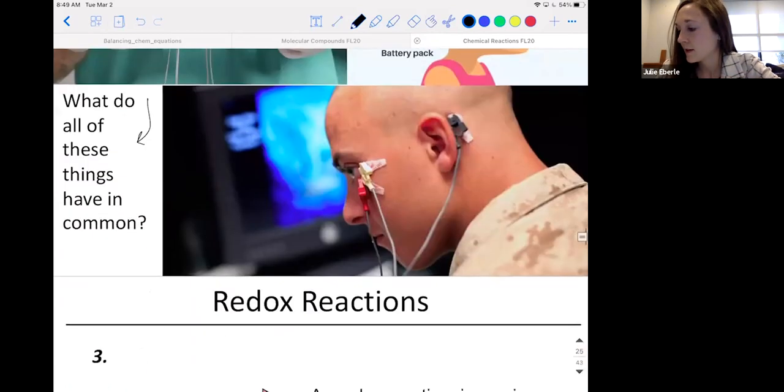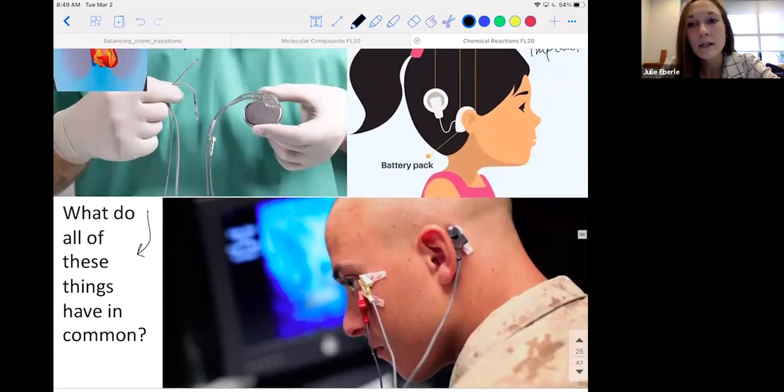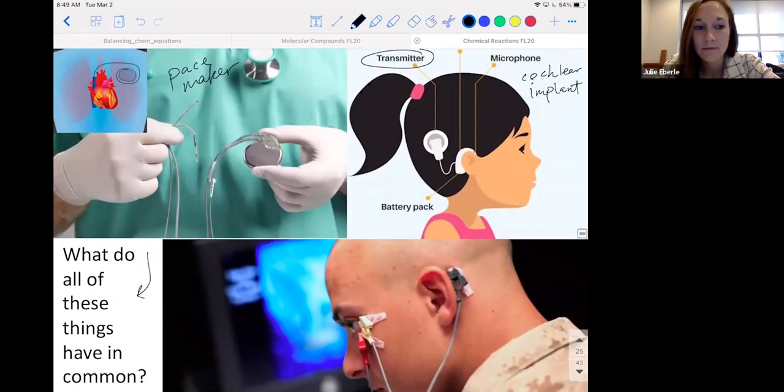And then down here, anybody have somebody in the military or somebody that has dealt with PTSD before, you can get brain implants for that. That's kind of a big decision because those obviously can alter your life in a lot of ways. But they can help balance out your nerve impulses and your emotions and things like that. So all of these things, what do they have in common? That's the question.